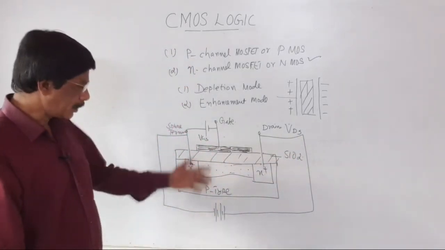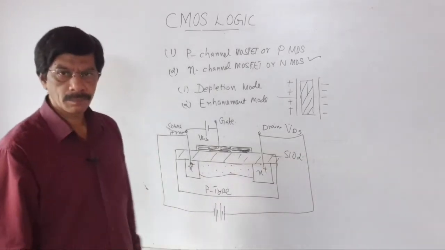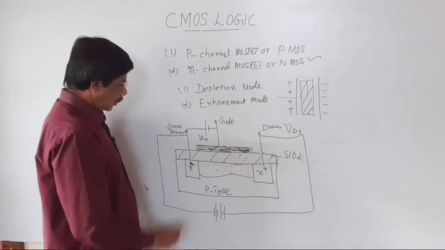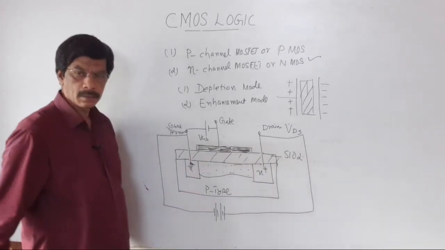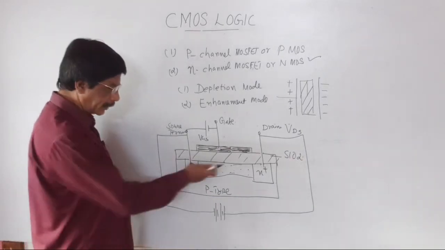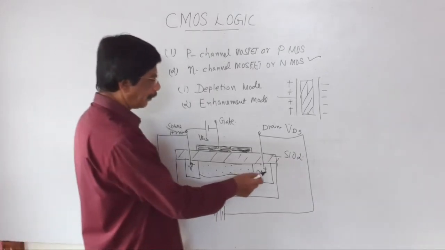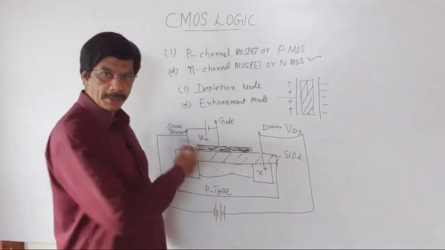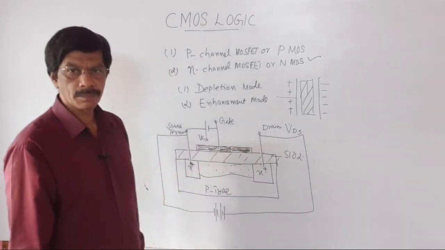Now, how is this N-channel MOSFET working? Through this source terminal, the majority carriers enter into the channel. Through this drain terminal, the majority carriers leave the channel region.